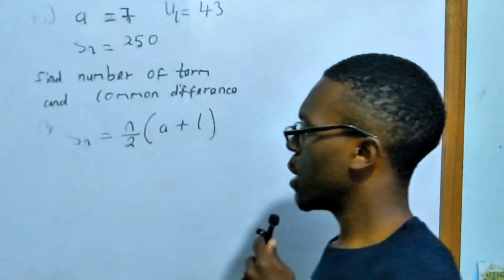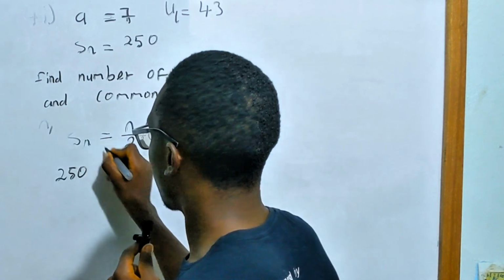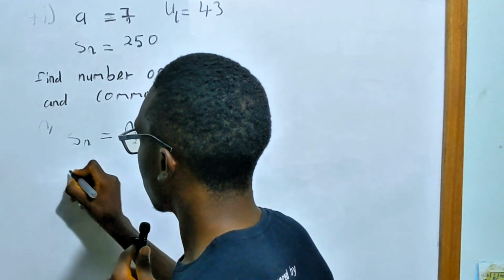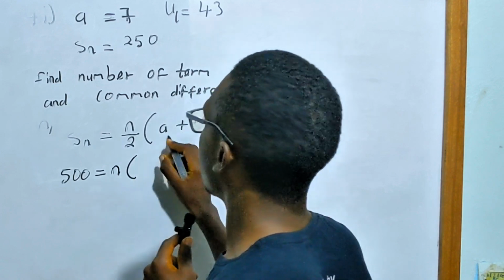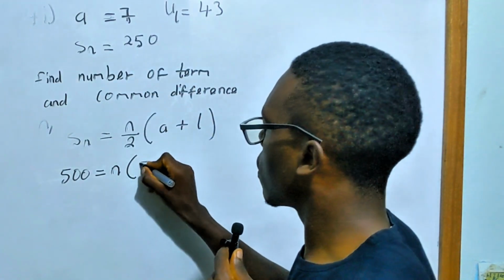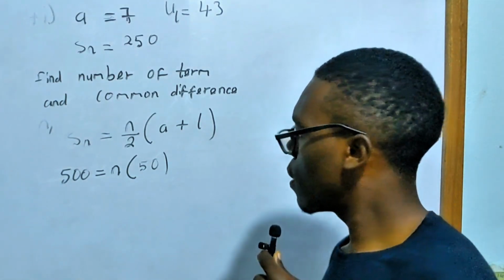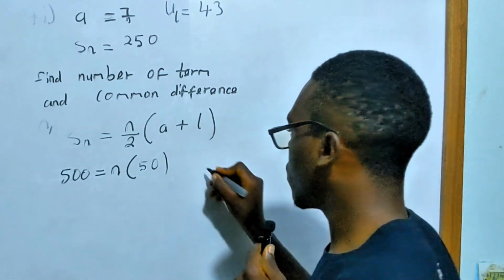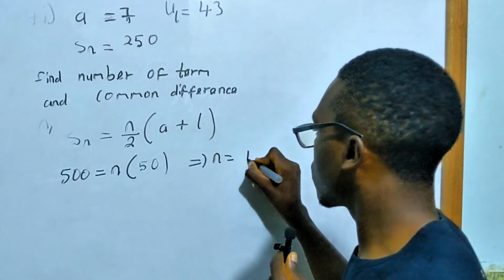Hence we are going to have 250 times 2, that will be 500, equals n times a plus l, that is 43 plus 7, that will be equal to 50. At this point you can find n, which implies n is equal to 500 over 50, that is equal to 10.